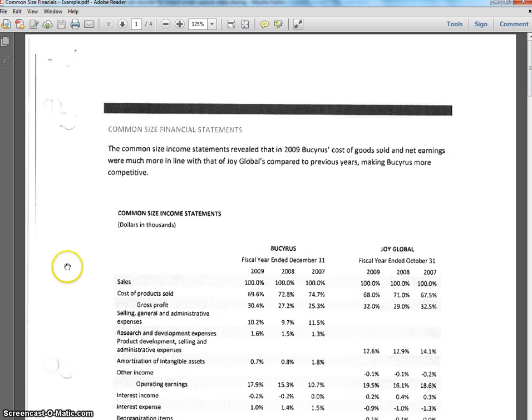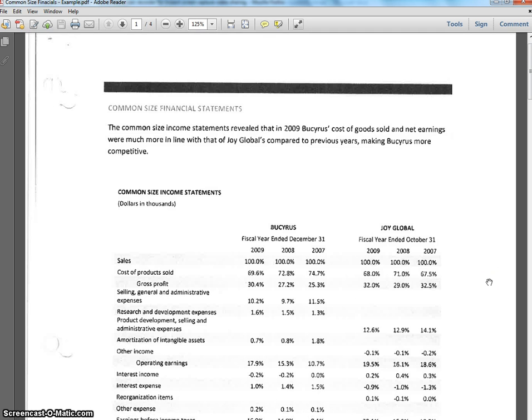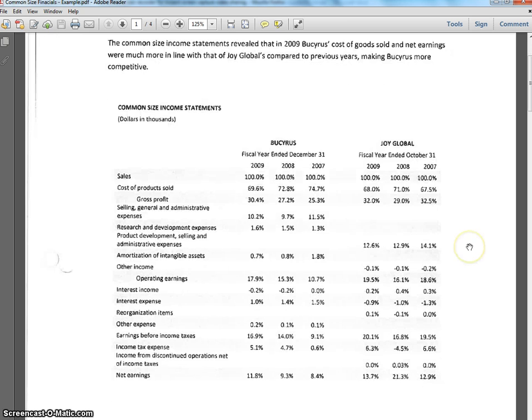In the example I'm using right here, these are common size financial statements for two Milwaukee-based companies, Bucyrus and Joy Global. Interestingly enough, these are both international mining companies headquartered here in Milwaukee, or at least they were until they were recently subject to mergers and acquisitions, but that's a subject of another lecture entirely. But let's look at these common size financial statements. First, let's look at the mechanics so you know how to actually do the calculations. And then secondly, we'll go into how you break it down for analysis.